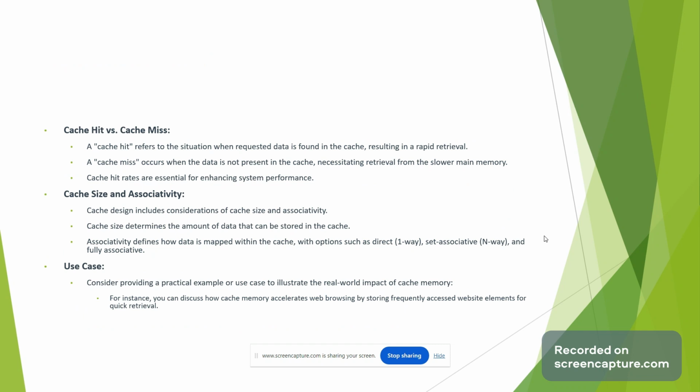Now, cache hits versus cache misses. A cache hit refers to a situation where the requested data is found in the cache, resulting in rapid retrieval. A cache miss occurs when the data is not present in the cache, necessitating retrieval from the slower main memory. Cache hit rates are essential for enhancing performance.